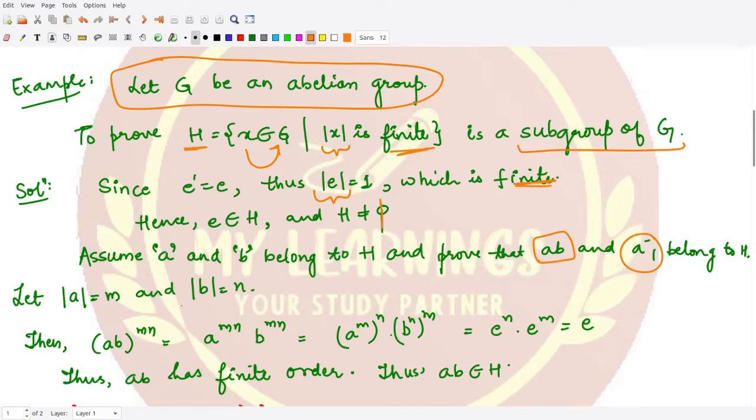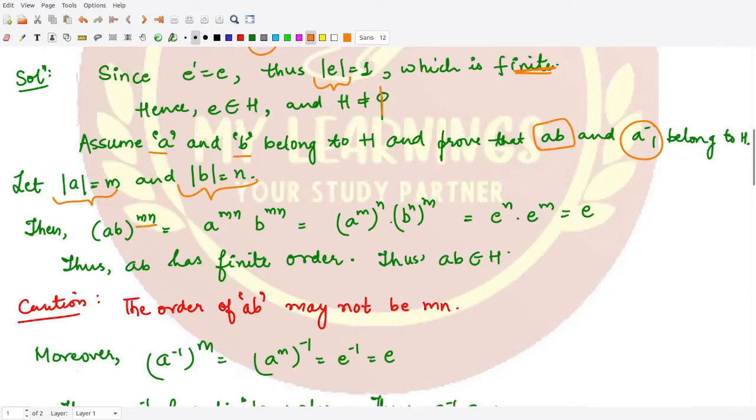For that we assume that the order of A is exactly equal to m and the order of the element B is equal to n. Why are we able to do so? Because both A and B are present in H, both A and B have finite order. So let us call the order of the first one m and the order of the second one n. Now let's consider AB to the power mn. It would be equal to A to the power mn and B to the power mn. You could write this as A to the power m to the power n, and B to the power n to the power m, right?